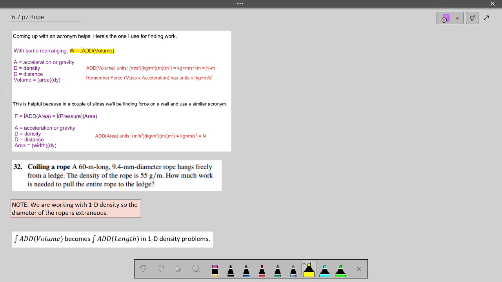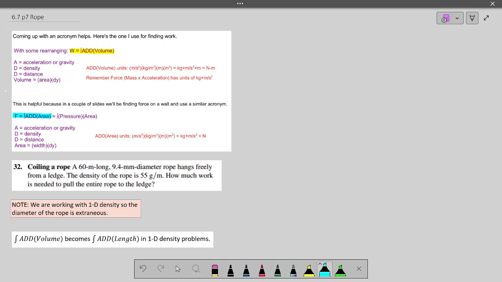And then in a moment, we're also going to be dealing with force. Force is going to be very similar. It's going to be ADD times area. This will be when we're finding the force on a wall where water or whatever fluid is pushing on a wall, and we want to find the cumulative force on that wall. We'll see that it's ADD times area. We'll get to that in a minute.